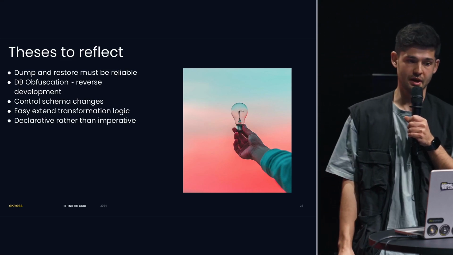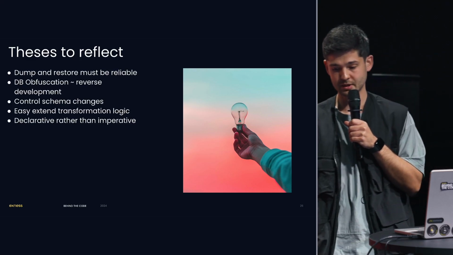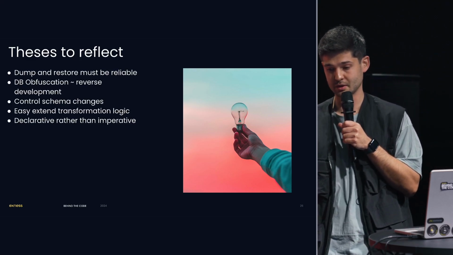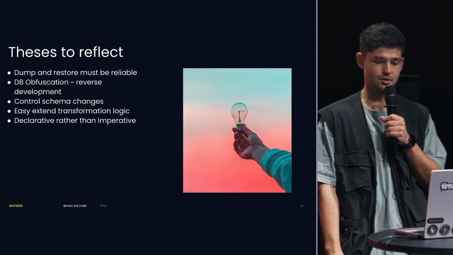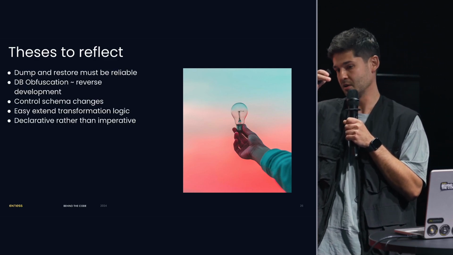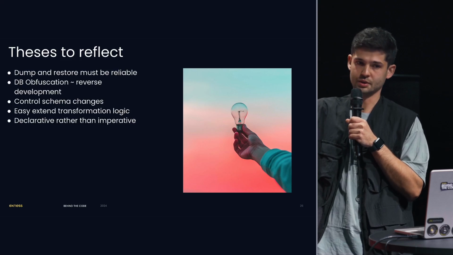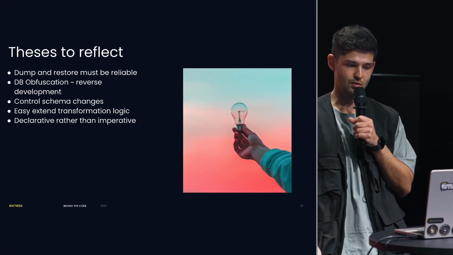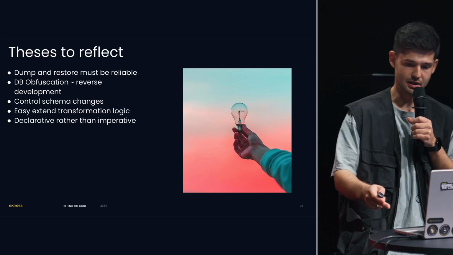And it's better to have declarative rather than imperative configuration of the obfuscation procedure, because if it is declarative, you're just saying that you need to transform only this column and want to get this. So it's a lot easier.